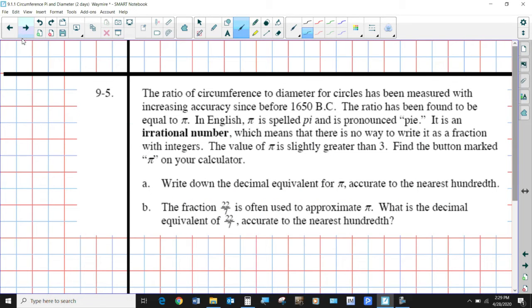Now let's officially get pi into this. The ratio of circumference to diameter for circles has been measured with increasing accuracy since before 1650 BC. The ratio has been found to be equal to what we call pi, which is a constant. Like I mentioned yesterday in the video, at some point people started to notice a pattern. The more times they measured the circumference and the diameter of a circle, the more and more accurate a reading for pi they got, until at this point in history, we know that pi can be expressed as 2 different numbers.